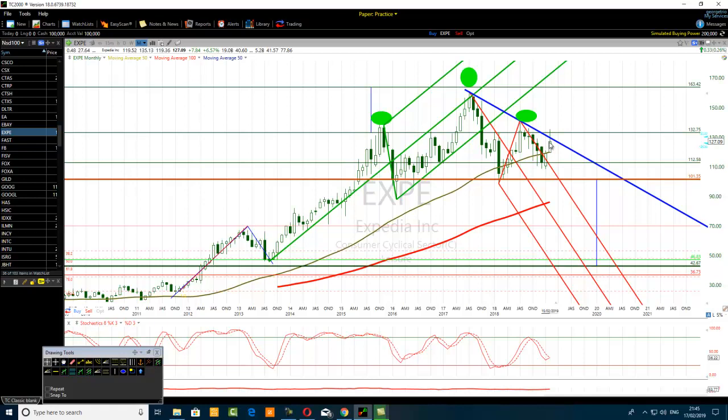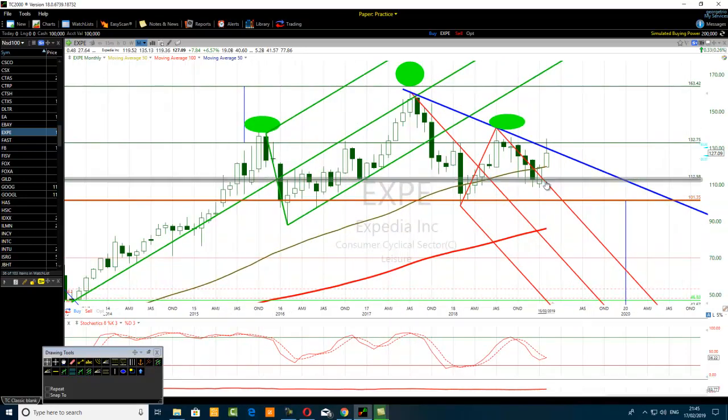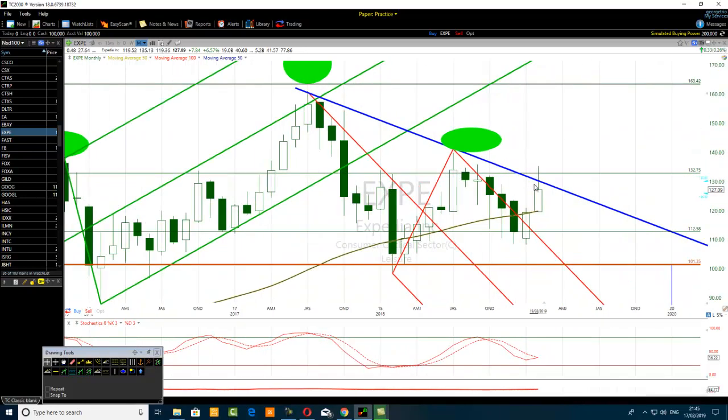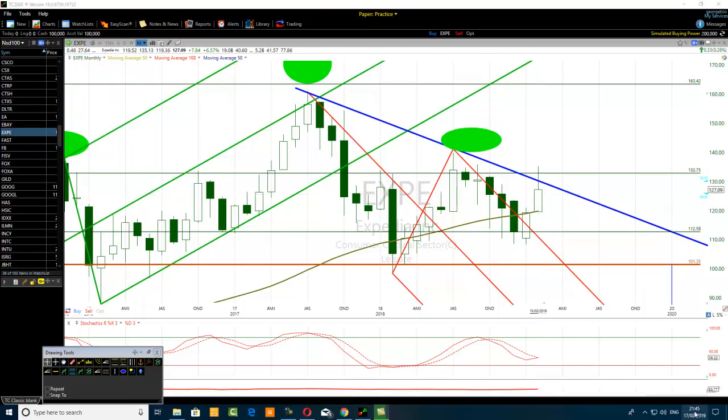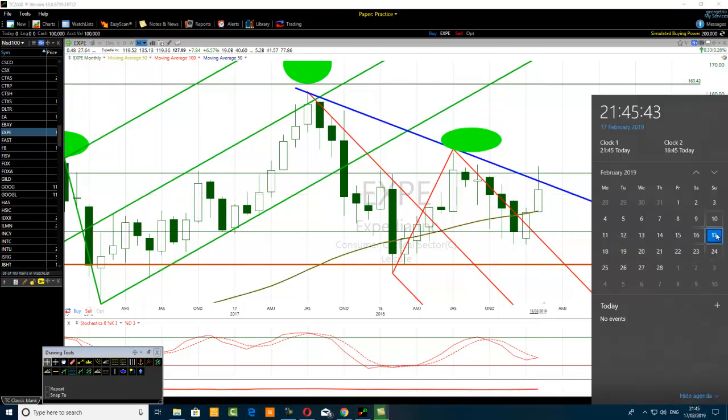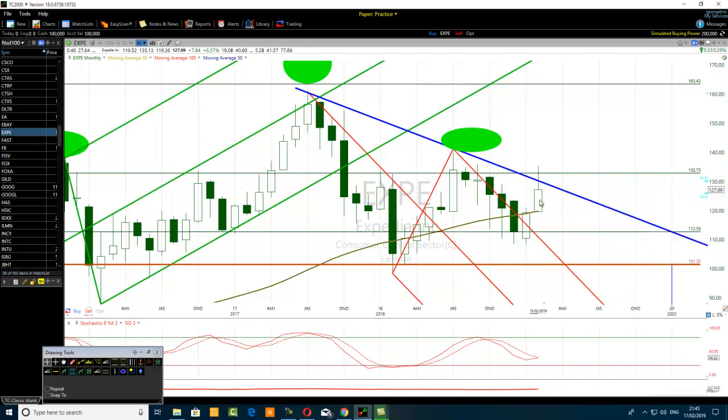So now you see, that blue trend line is helping us to understand why that candlestick bar got a shadow. But be careful, that candlestick bar is not yet closed because it's the month of February 2019. Today is the 17th of February 2019. I'm recording this video at 9:45 p.m. It's not closed yet, but right now it's looking bearish.